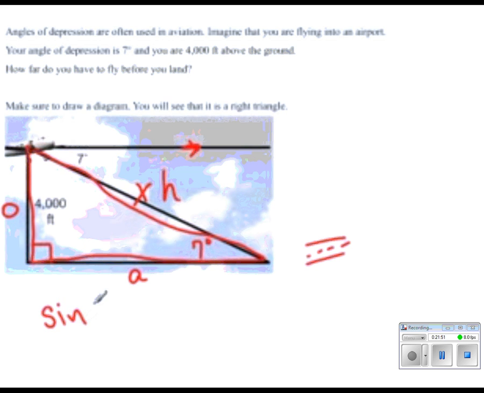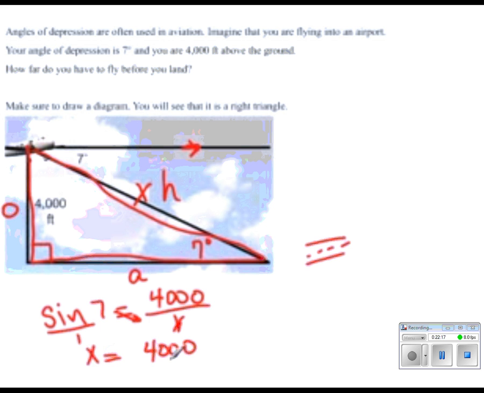So that is the sine of 7 degrees equals opposite of 4,000 divided by the hypotenuse, which is x. Now, we can solve this ratio, understand everything's over 1, but also remember that as we're solving ratios, we can cross multiply or we can switch. So therefore, x is equal to 4,000 divided by the sine of 7.